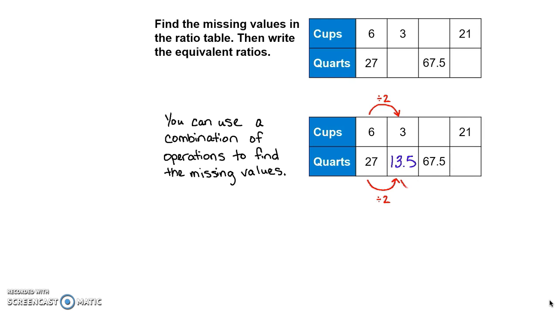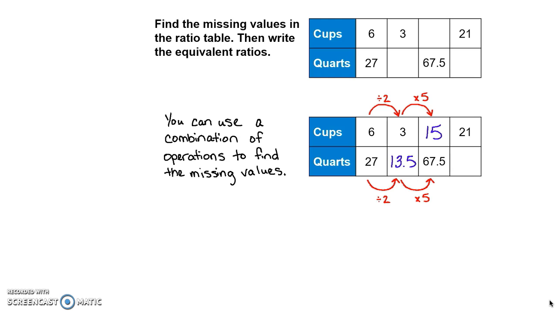Now, how can you obtain 67 and 5/10 from 13 and 5/10? By multiplying by 5. So multiply each quantity in the ratio 3 to 13 and 5/10 by 5. 3 times 5 is equal to 15, and 13 and 5/10 times 5 is equal to 67 and 5/10.